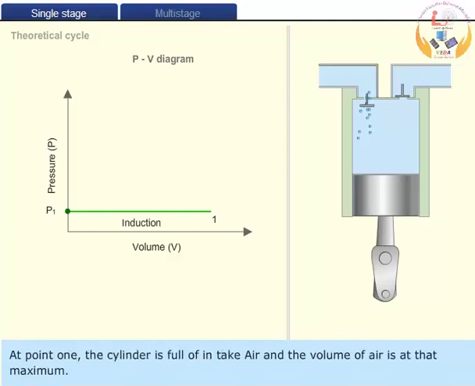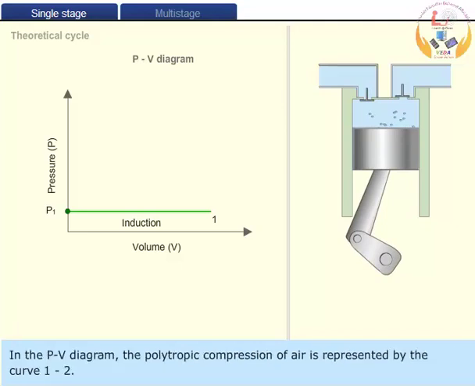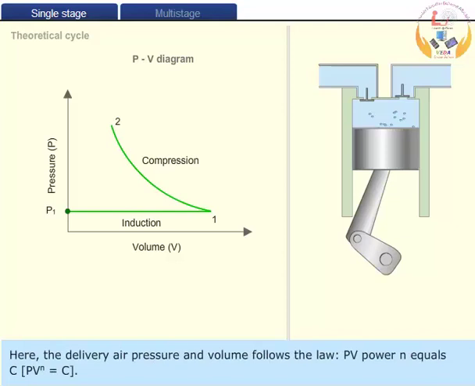At point 1, the cylinder is full of intake air and the volume of air is at its maximum. When the piston moves up, the volume of air reduces and the air is compressed to a higher pressure. In the PV diagram, the polytropic compression of air is represented by the curve 1, 2. Here, the delivery air pressure and volume follows the law PV^n = C.